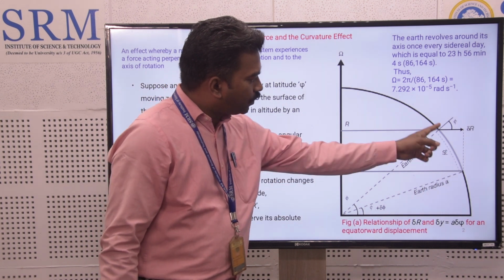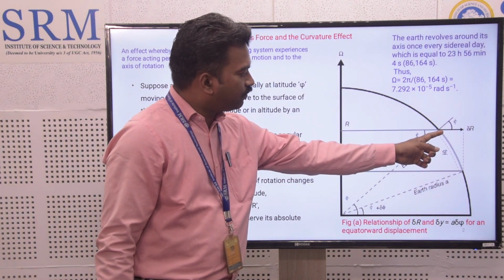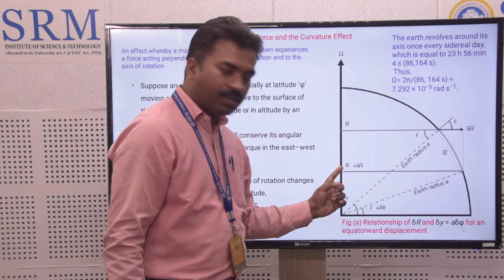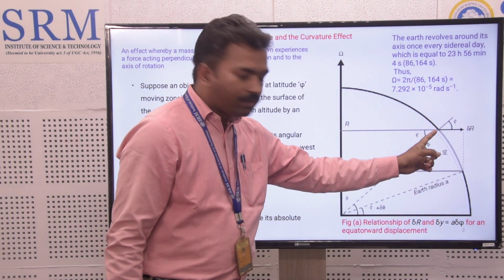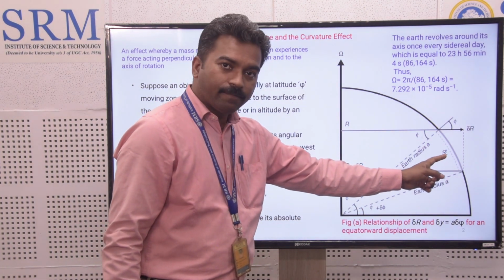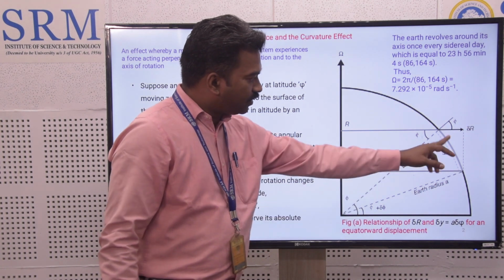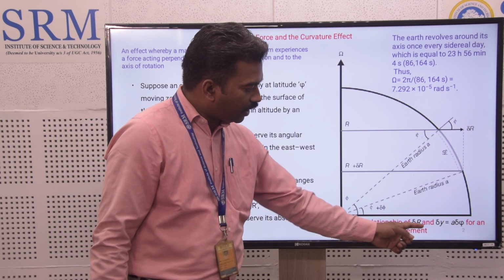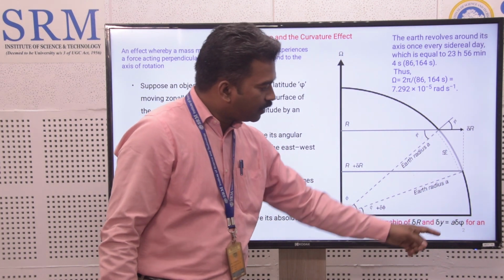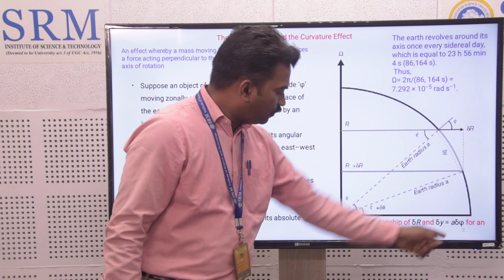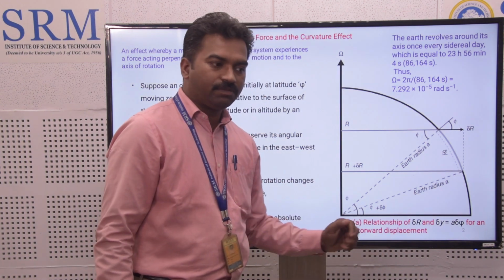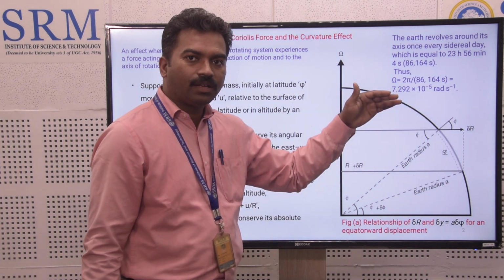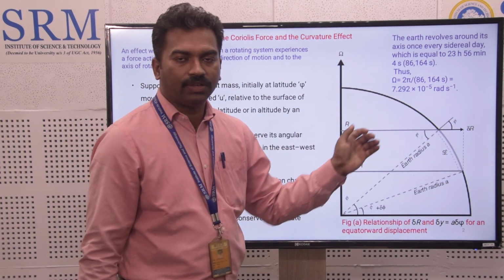When it was at this position, we can say the distance of the mass from the axis of rotation is r, and after displacement it is r plus delta r, and the displacement that is made is delta y. The radius of the earth is mentioned as a. From the figure, the relationship of delta r and delta y is delta y equal to a delta phi. That is obtained from this triangle for an equatorward displacement, meaning the mass is being displaced towards the equator.